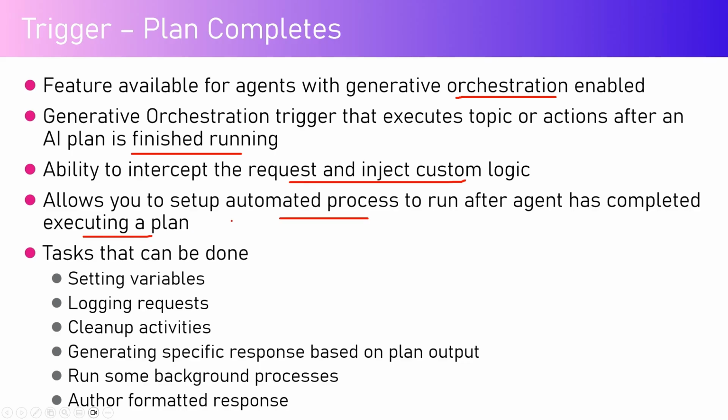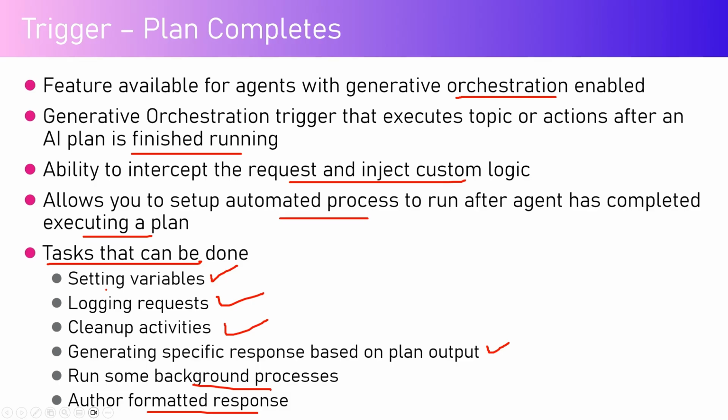So once an agent has completed executing a plan, you can run some process, run some flow, or maybe call a prompt. What are the different activities that can be done? It depends on the use case for which you're creating an agent. In one agent, you can set a variable, clean up variables, and do clean-up activities. You can start logging requests. You can generate a specific response based on the plan output. You can also run some background processes, and you can auto-format responses.